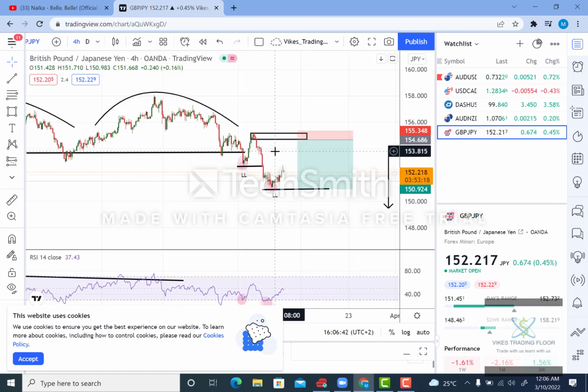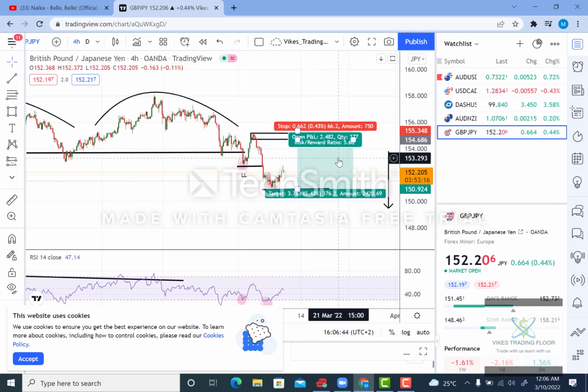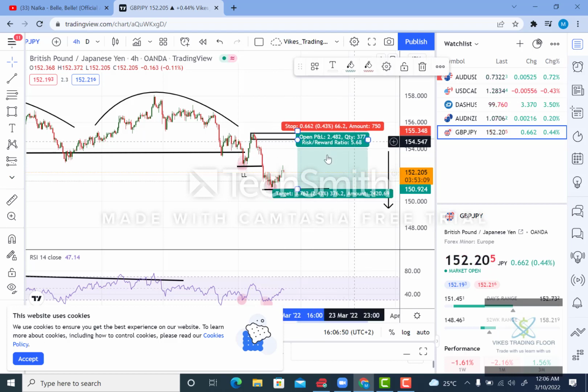That's fair. What does an RR mean? It means that for every $100 you risk, in this case, if it goes against you, you lose $100. If it goes in your direction, you'll have yourself $568. That's what an RR means. That will be my target one.